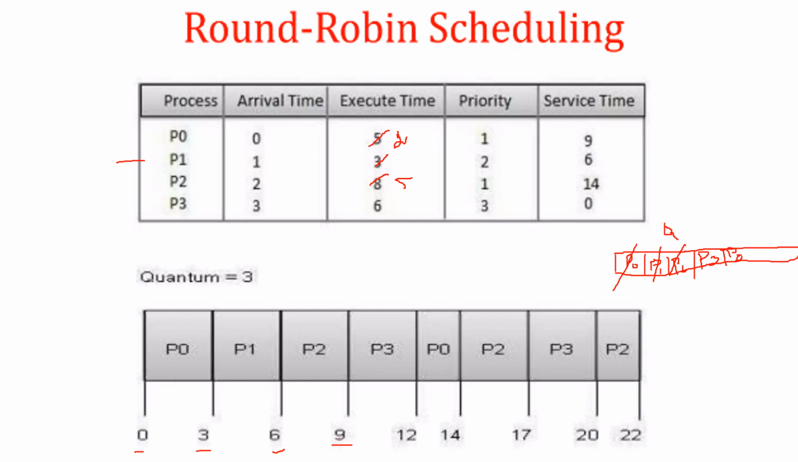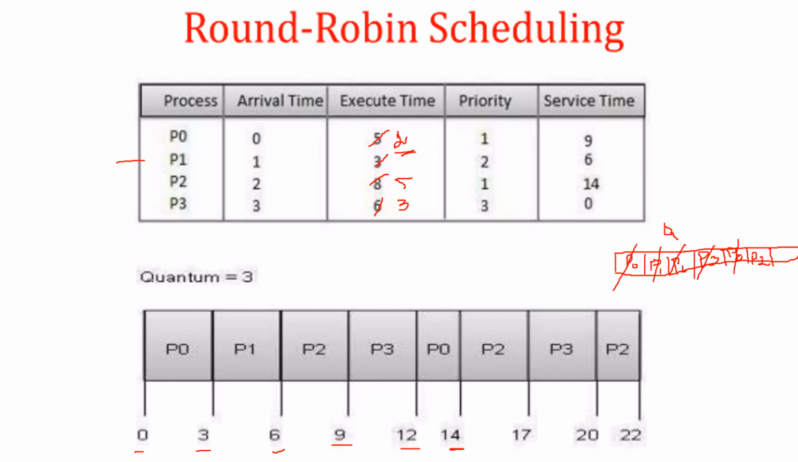P2 will go to the queue because the remaining execution time is there. Then next is P3. P3's execution time is 6, so from 9 to 12 P3 will execute and the remaining is 3. Now in the queue P0 is there. The remaining execution time is only 2, so 12 to 14.